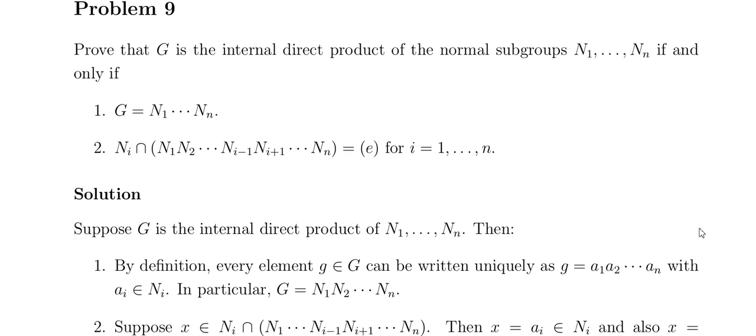So G is the internal direct product of the normal subgroups n1, n2, ..., nn if and only if G equal to n1 n2 ... nn, and ni intersection (n1 n2 ... n(i-1) n(i+1) ... nn) is equal to the identity element. So G is the internal direct product of normal subgroups if and only if this is the condition.